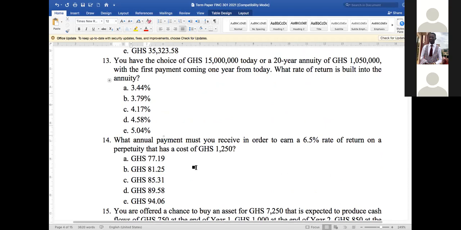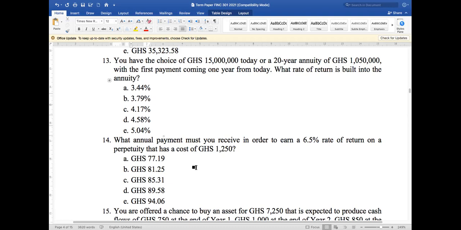Or those two things. You become indifferent between the two choices if their PVs are the same, right? If I'm giving you 50 million today, or give you something where when you do the PV, it's also coming to 50 million, then there is no problem. Or a 20-year annuity of 1,050,000 with the first payment coming 1 year from today.